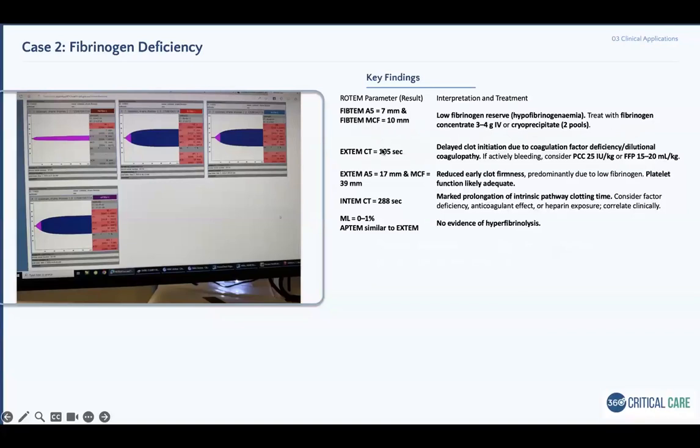Extem CT is 105. Again, there is delayed clot formation or initiation. You may consider prothrombin complex and fresh frozen plasma, because I said the clotting time is a bit prolonged, but sometimes only fibrinogen and platelets can fix all these things. Clot firmness is pretty low. So again, there is a problem with platelets and fibrinogen. Intem CT is high again because the intrinsic pathway is also deranged, so may need some FFPs in that case. And the lysis is only 0 to 1%, so no evidence of fibrinolysis.